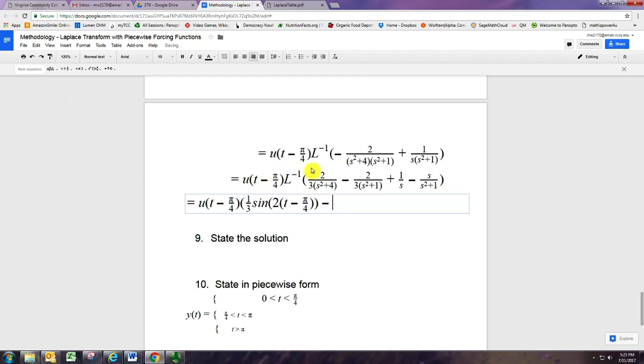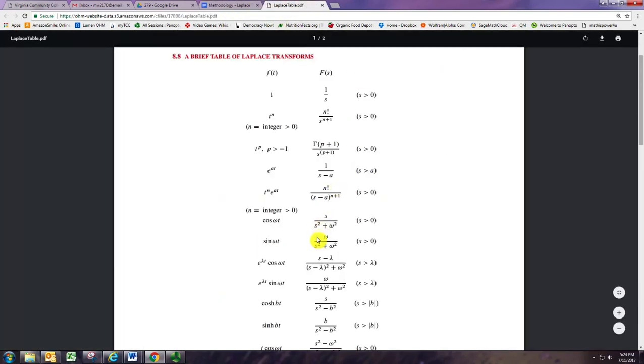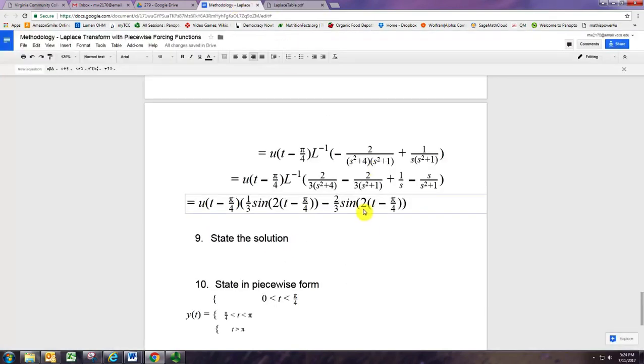And then we do something similar for the other ones. So we've got another sine function here. This time it's just sine of t, and there's a 2/3. So we're going to put the 2/3 in front, and then this is 1 over s squared plus 1, which would go along with omega being 1 and giving you sine of t. But we replace it with t minus pi over 4.